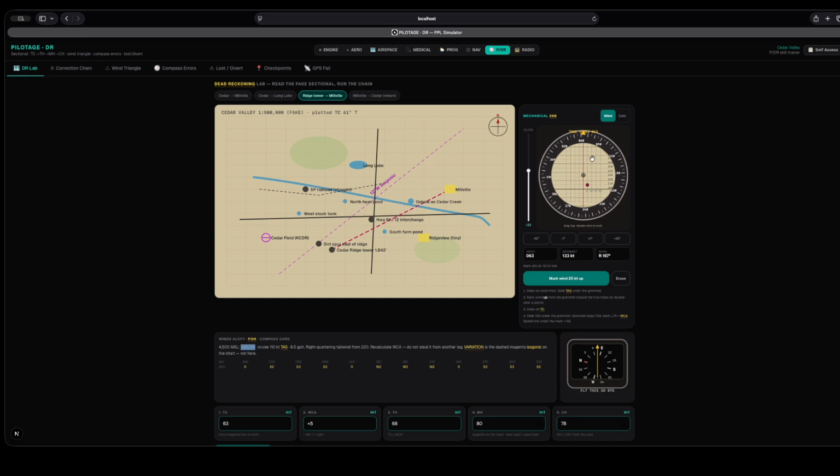I don't know anyone that can do this E6B calculation in their head, but if that's something you're into, that's definitely possible.